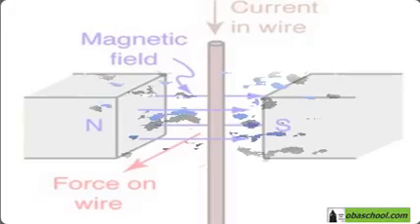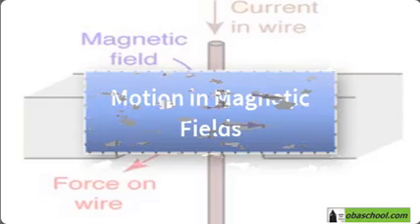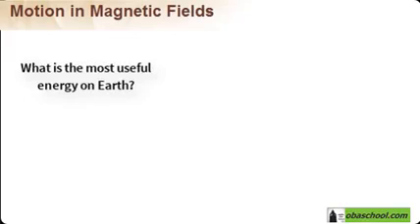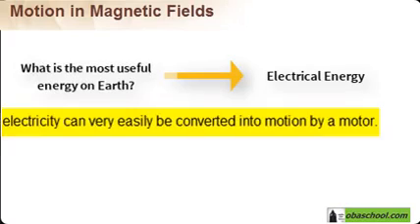Hi! In this video, we're going to start a new topic: the motion in magnetic fields. Ask yourself, what is the most useful form of energy on Earth? The answer will be the electrical energy. And that's because it is easily converted into motion by a motor.